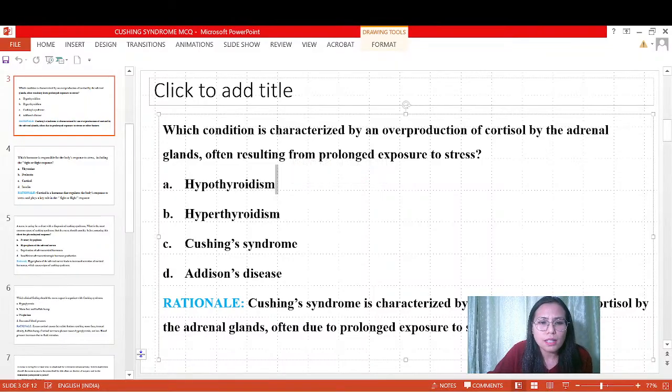And the second option is hyperthyroidism, which is caused by the excess thyroid hormone, mainly affecting the metabolism, but it is not related to the cortisol. And Addison disease is the opposite condition, where there is a deficiency of the cortisol. Okay, so among these options, the correct answer is Cushing syndrome.